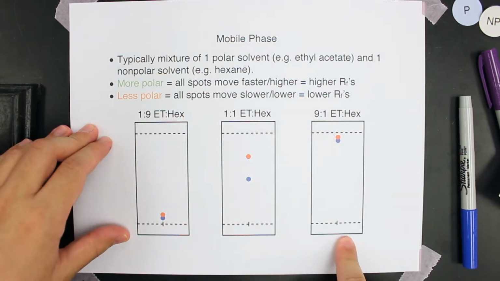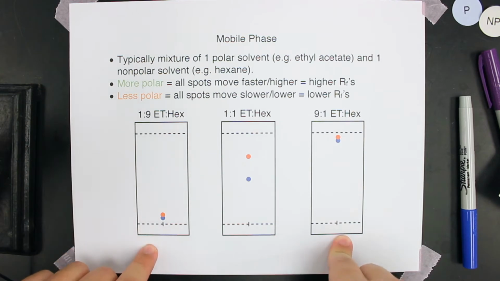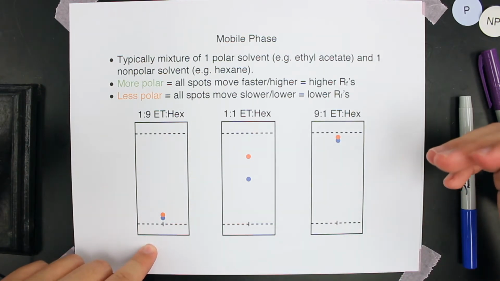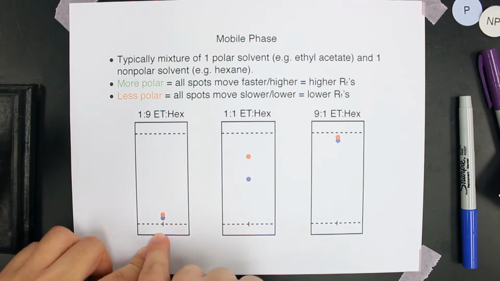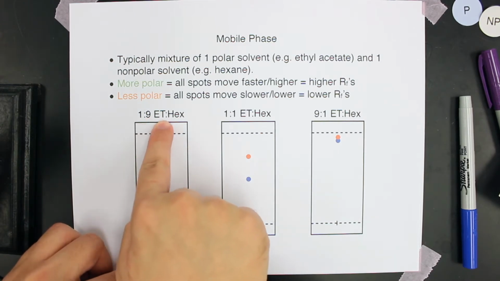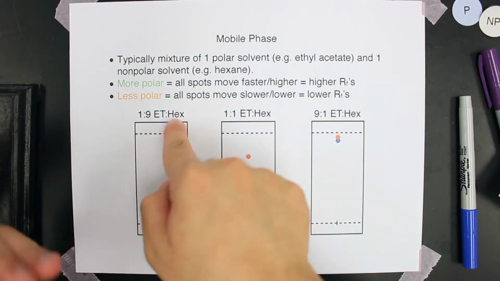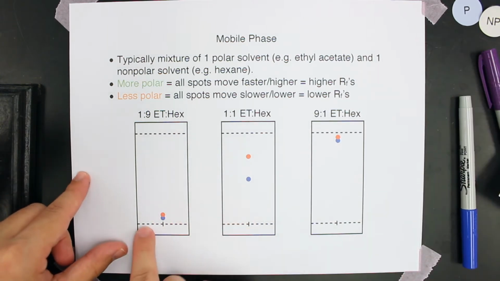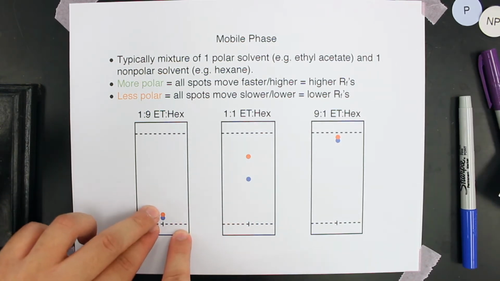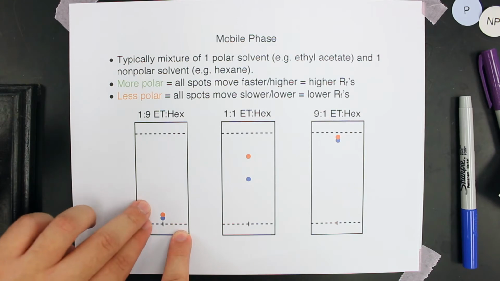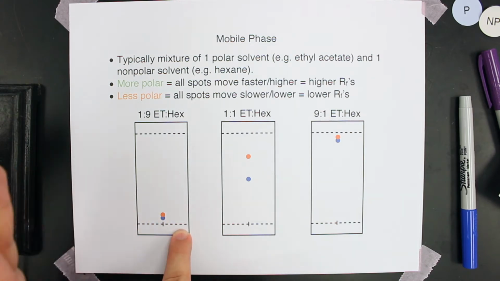So let's compare this little example here. Say we take our same TLC plate from the previous example, and we develop it in a mixture of 1 part ethyl acetate to 9 parts hexane. So this is a very non-polar mixture. We develop the plate and we can see that the spots are not very separate and they have very low RFs. They're very close to the origin. So this is not ideal.